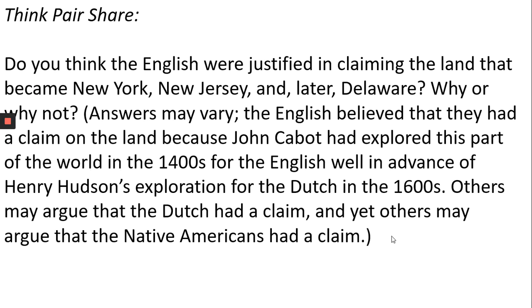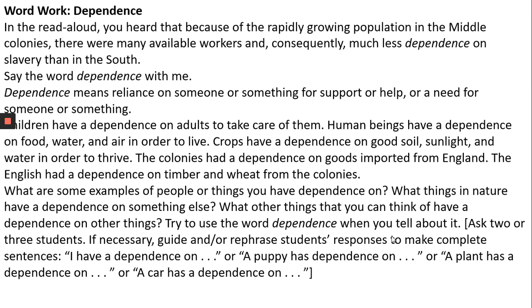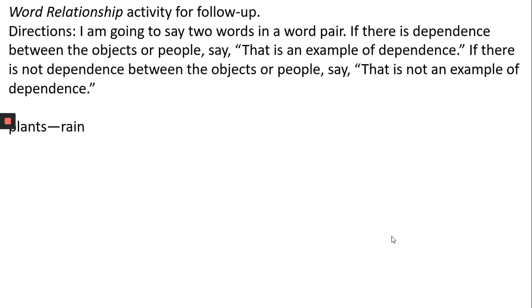Here's a question for you to ask about if the English were justified in claiming all of that land. I mean, they thought they were, right? John Cabot had come there in the 1400s. Henry Hudson didn't come until the 1600s, which you learn about in the European exploration domain. Anyway, moving on. There's a word for you, dependence, which is important because we wanted independence, which is what we're going to be fighting for, and we'll be talking about that shortly.